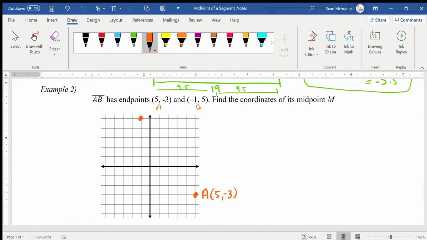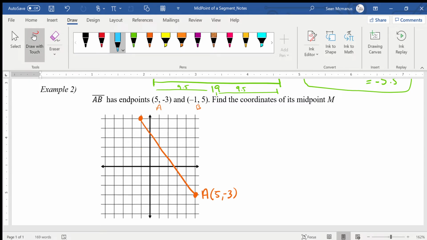So we have a segment there. Let's see if I can connect them. And it's asking me to find the point M that's in the middle. So somewhere in this area, there's going to be a point that's exactly in the middle. So we want to figure out what that is. What our best method is going to be? Well, let's look at doing it graphically first.